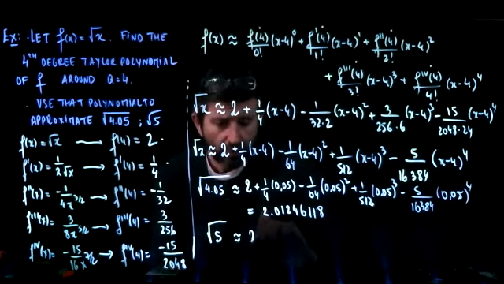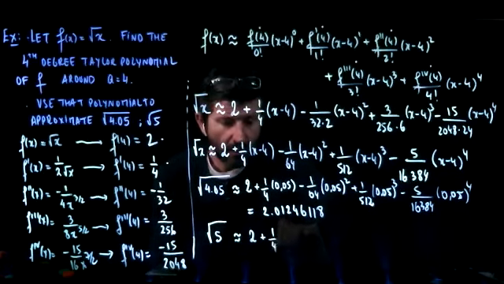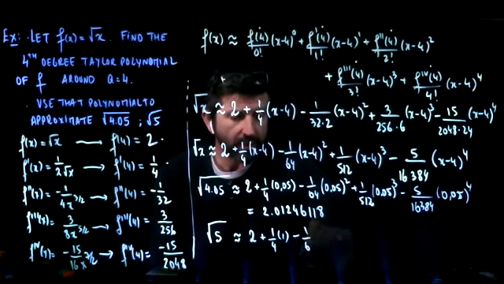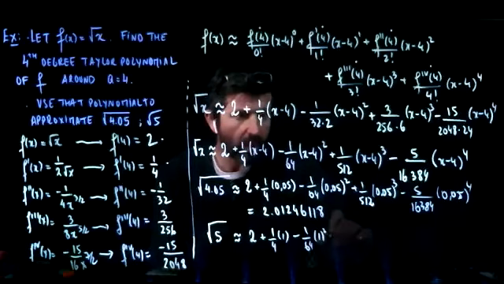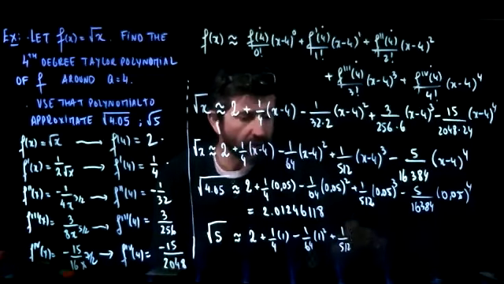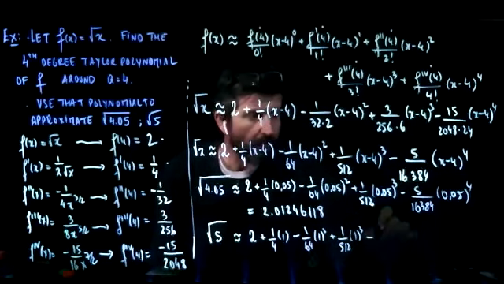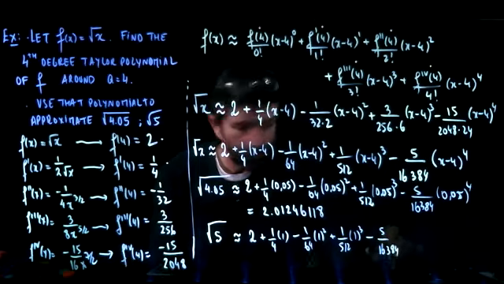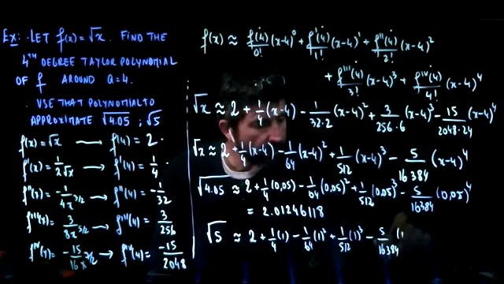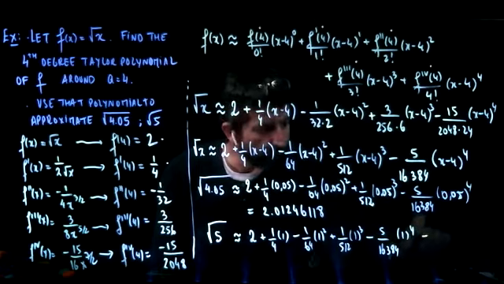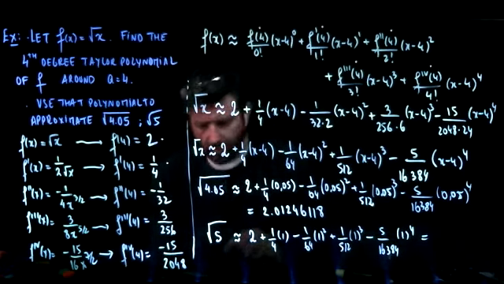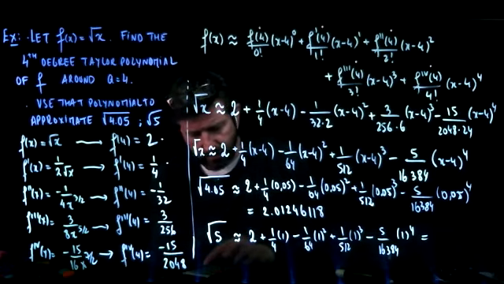So 2 plus 1/4, this is all 1, minus 1 over 64 times 1 squared, plus 1 over 512 times 1 cubed, minus 5 over 16,384, times 1 to the power of 4, and so we get, what do I get here? 5 divided by 16,384.